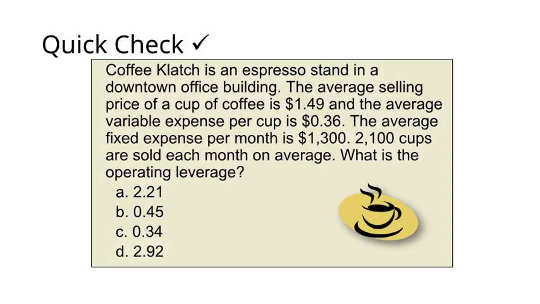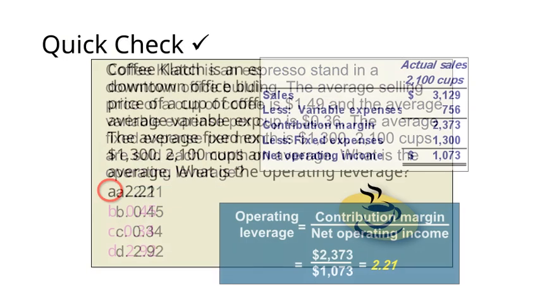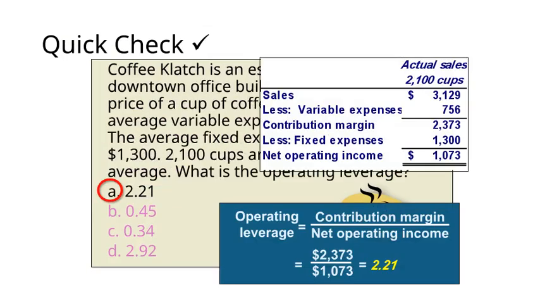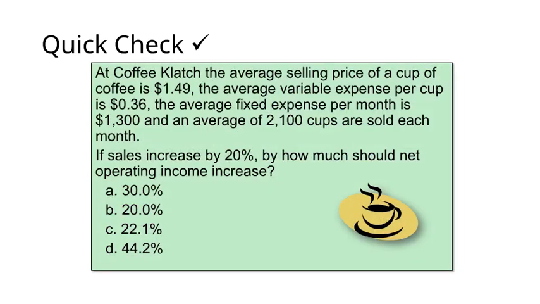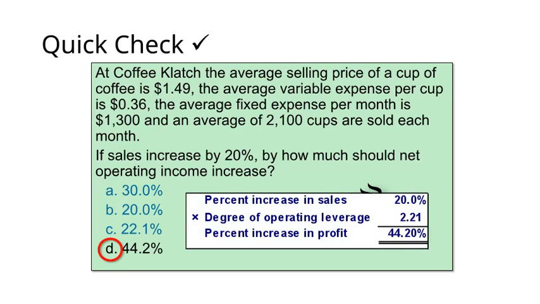See if you can calculate the degree of operating leverage for the Coffee Clutch. The computations took a while to complete, didn't they? You can see that operating leverage is 2.21. If the Coffee Clutch is able to increase sales by 20%, what will be the increase in net income? You are right. The increase in net operating income is 44.2%.